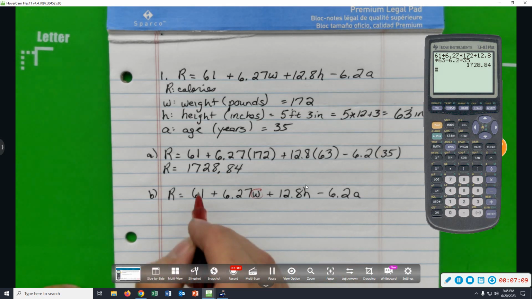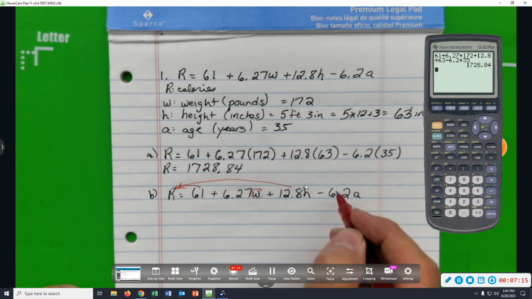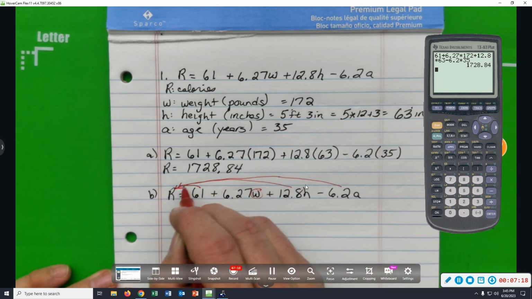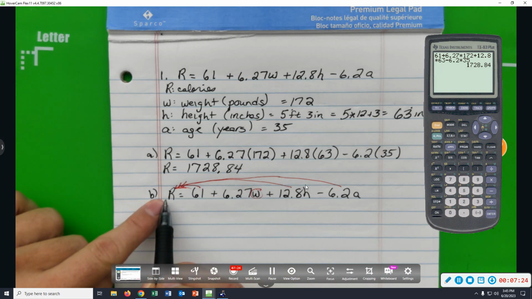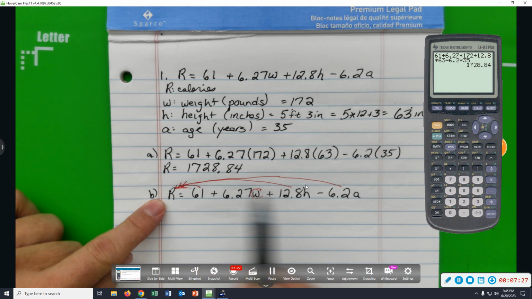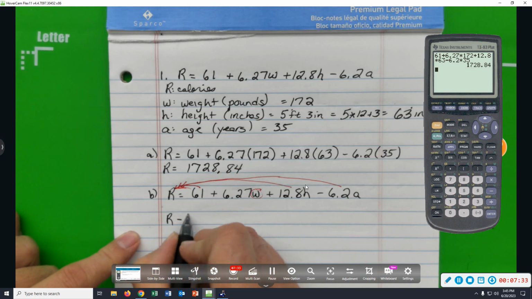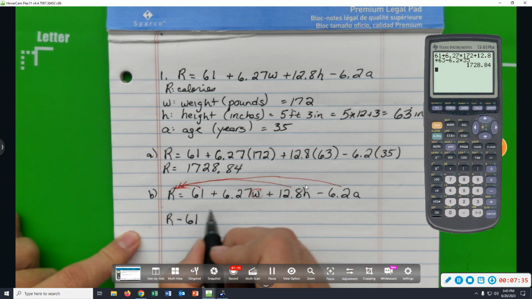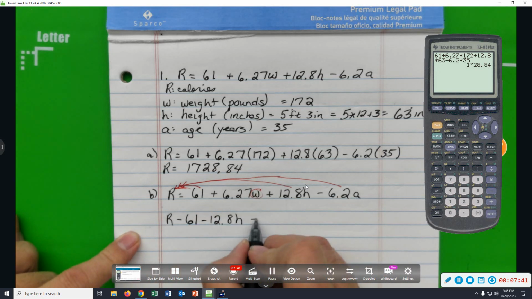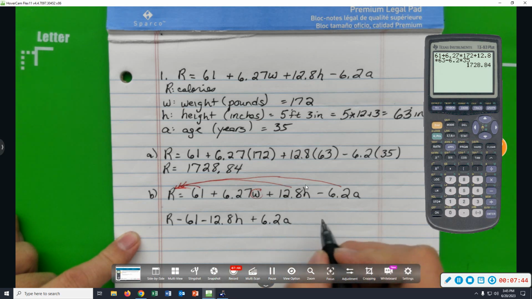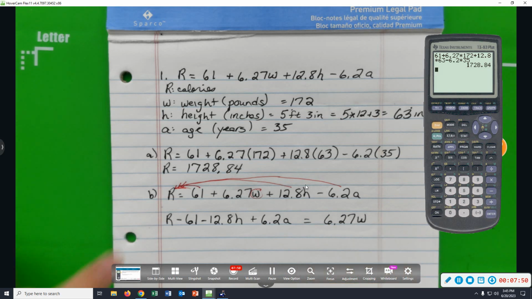The first thing I'll do is move every term that doesn't have a W over. I'm trying to get the W by itself. So that would be subtract 61, subtract 12.8H, and add 6.2A. So we'd have R minus 61, then another minus 12.8H, and then add 6.2A equals 6.27W.